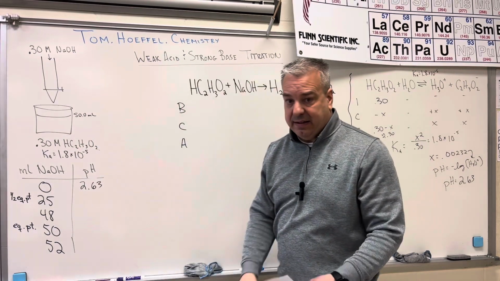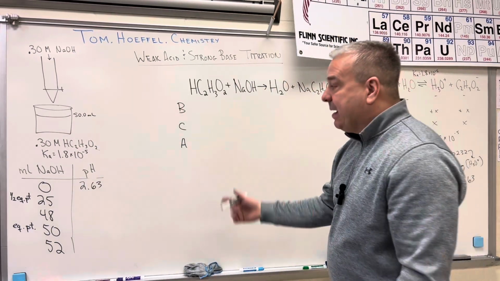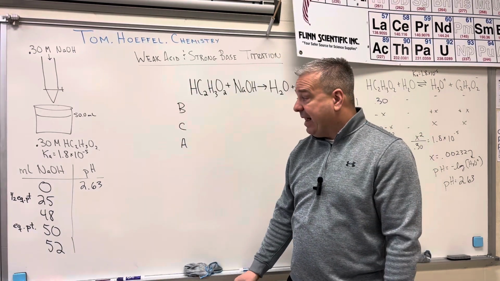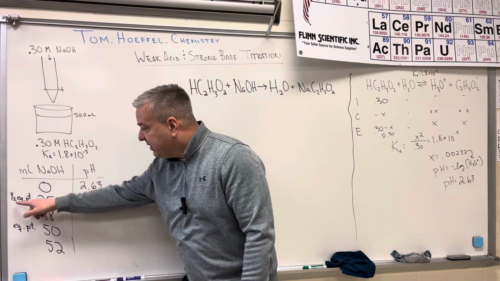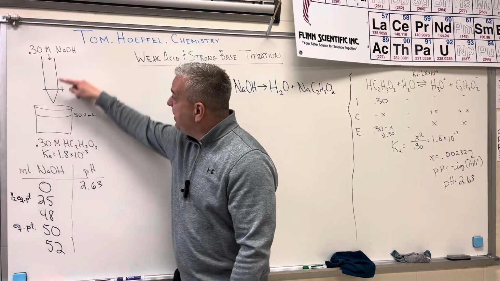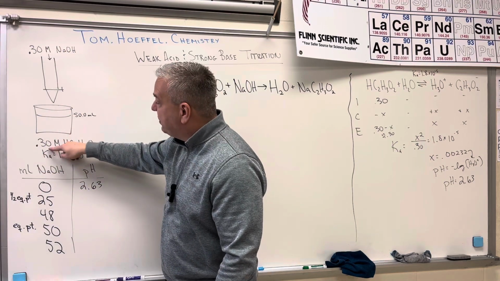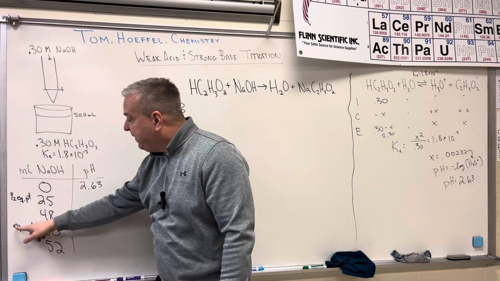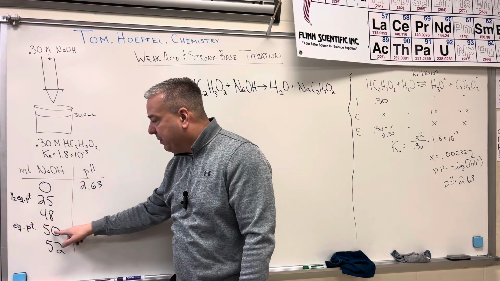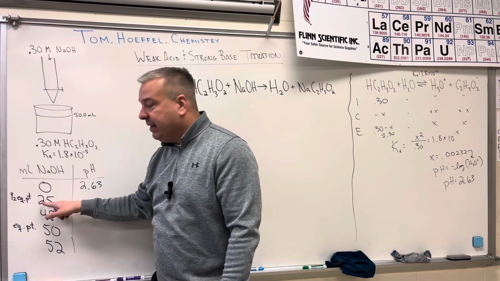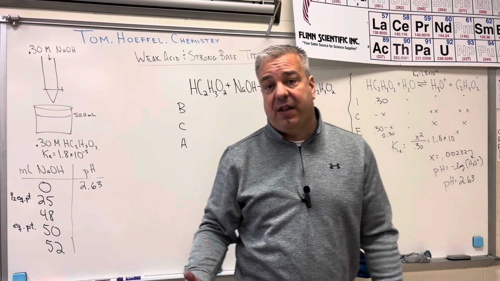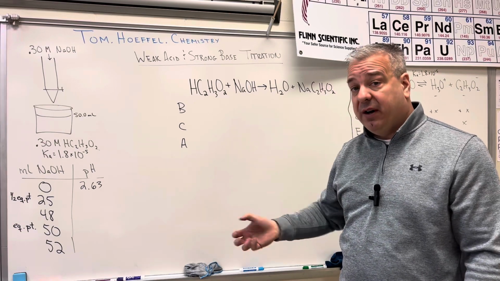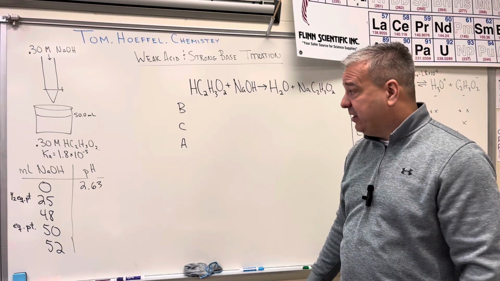Second problem is when we add 25 milliliters of base. Now, 25 milliliters is considered the half equivalent point because if these concentrations are the same, and I have a volume of 50 here, then it would take 50 milliliters to get to the equivalent point. So half of that is 25, and we call that the half equivalent point. And that point is going to end up being pretty important for us in this series of questions.